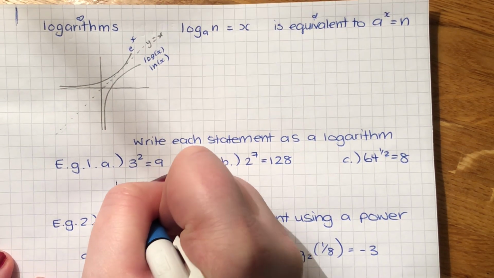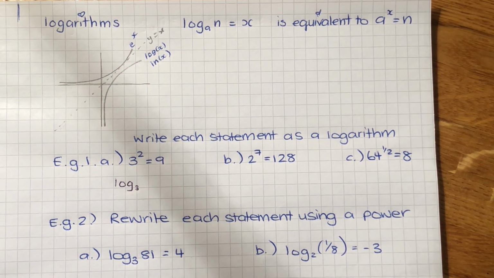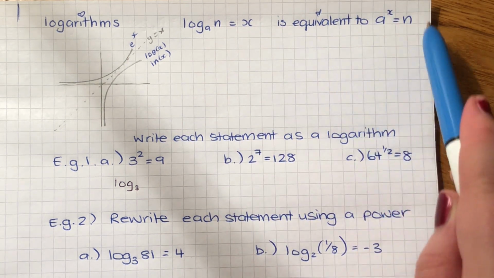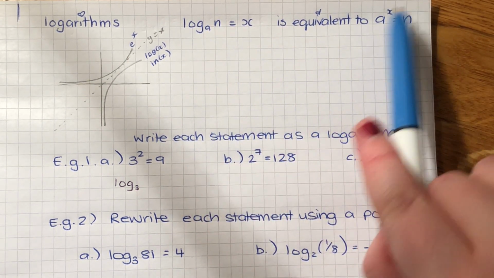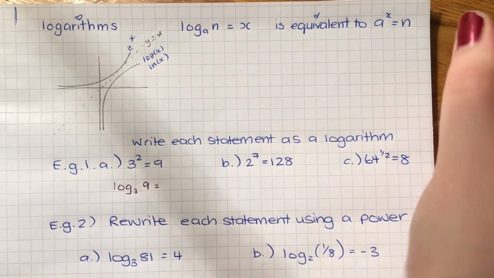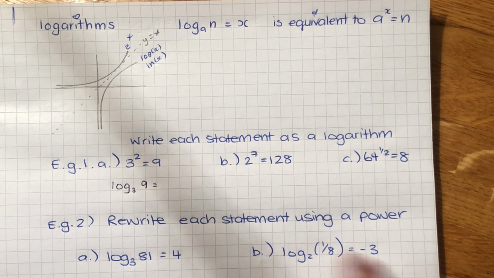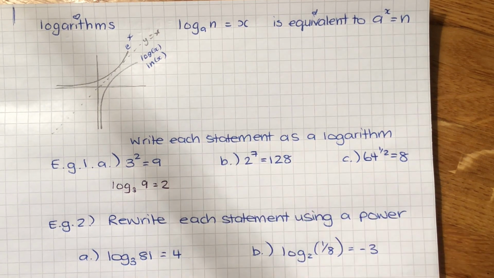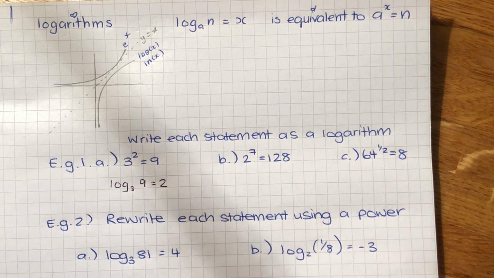So it's going to be log and then 3. Then the number that goes next to it is the 9. If we look at this here, the n is next to the a, and that's the number we have here, so it would be 9. For now, just keep looking back to these and then you'll be able to work out quite quickly what the numbers are. And that's equal to the power that we have there, so it'll be equal to 2. That's all they're asking us to do, just write these as logarithms.